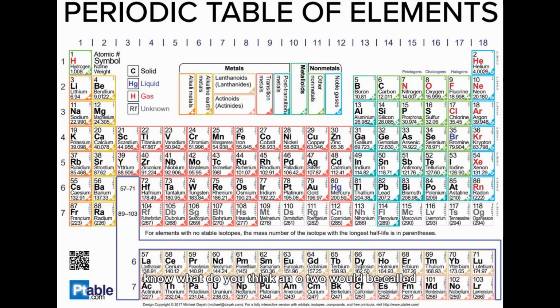Now, what do you think NO2 would be called? So we have nitrogen and then O2. How many oxygen? 2. Okay, so what's the prefix for 2? Is it mono? No, di. So it's nitrogen, di, oxygen, oxide. We're still changing the N to ID. Okay, so nitrogen dioxide.